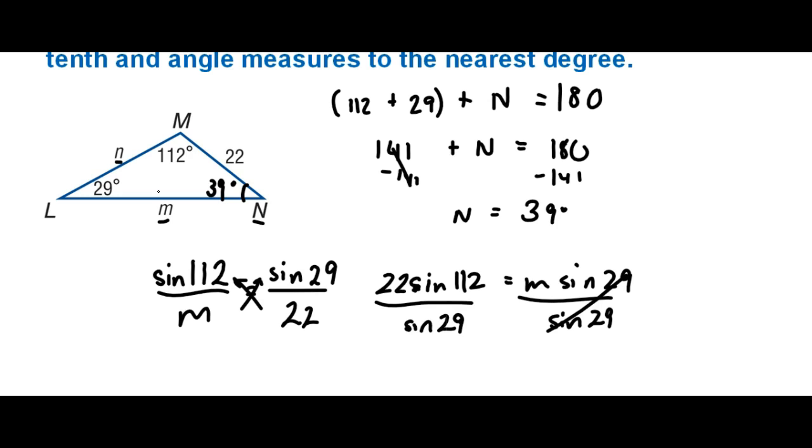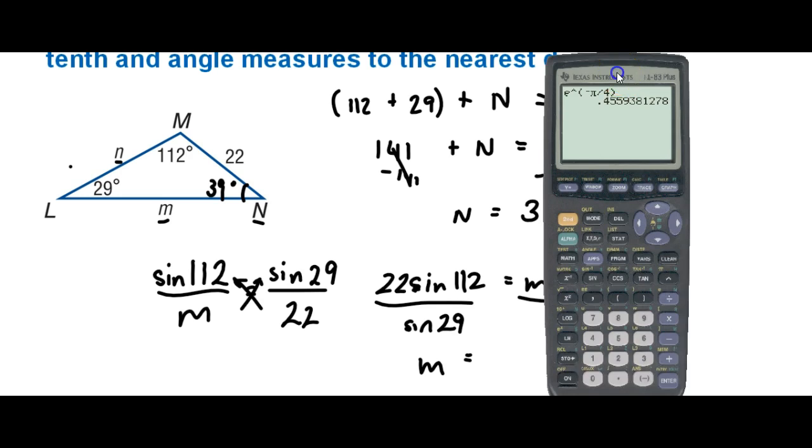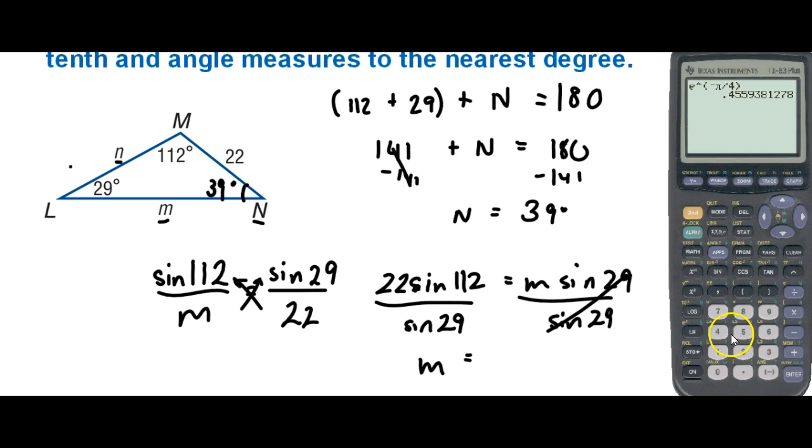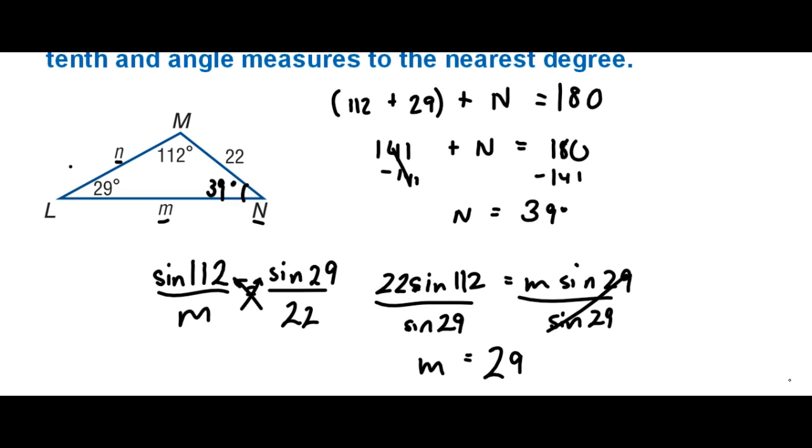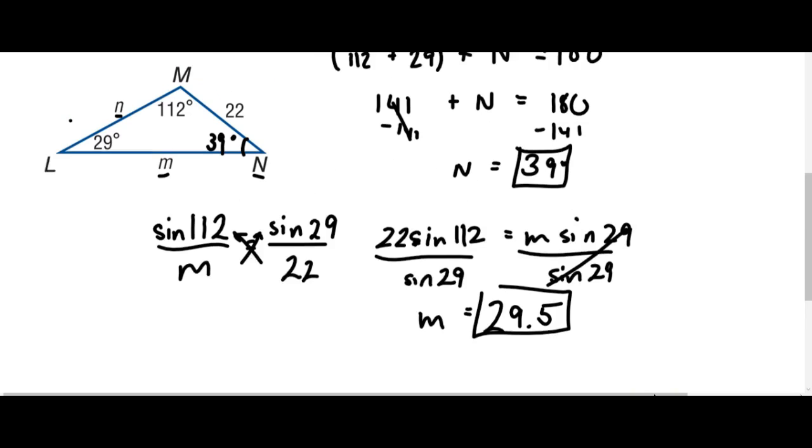So then I get that m is equal to 22 sine of 112 divided by sine of 29. Bringing up my calculator, when I put that in, 22 times the sine of 112, make sure you're in degrees, divided by sine of 29, I get 29.5 for my side length of m. And now we've got the 39 degrees, we've got 29.5. The only thing left is the side length of n.